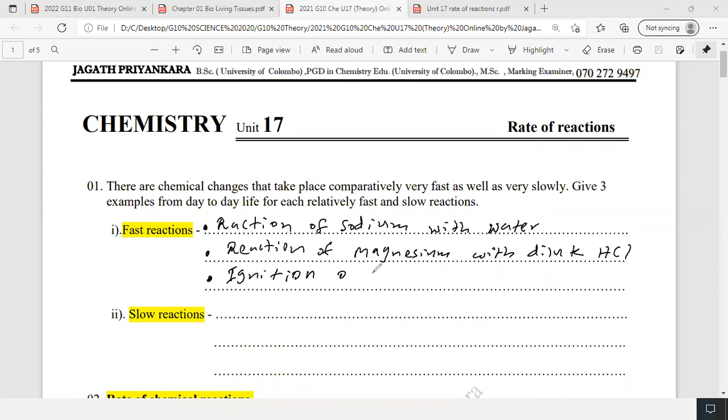Ignition of petrol or LP gas: petrol, diesel, LP gas. Or even if you go to a hardware shop, ignition of LPG, and in addition to that thinner and turpentine also catch fire easily. The hydrocarbon, turpentine, right? So, etc. These catch fire instantly. In addition to that, you can add one more example: blasting of a cracker.